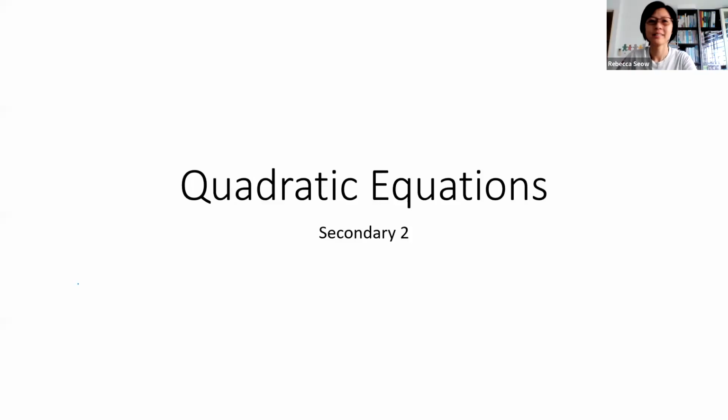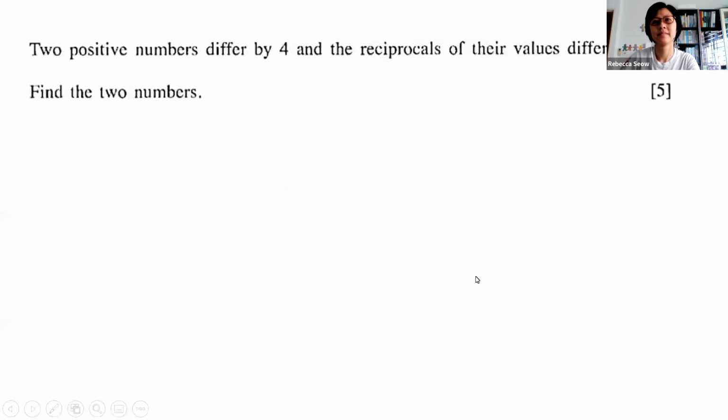Hello. Let's take a look at two questions on quadratic equations. First question: two positive numbers differ by 4 and the reciprocals of their values differ by 4 out of 21. Find the two numbers. Now let's take a look.